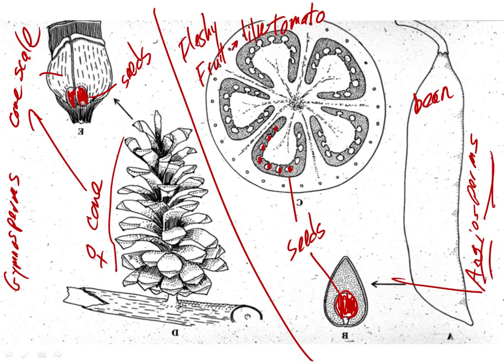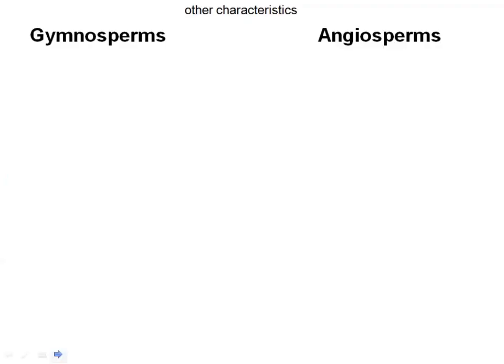And when we talk about the angiosperms, we'll come back to that and talk about what that is and where it comes from. But for right now, we're talking about the naked seed plants, the gymnosperms, which do not have that extra structure around them. So other characteristics that distinguish the gymnosperms and the angiosperms.